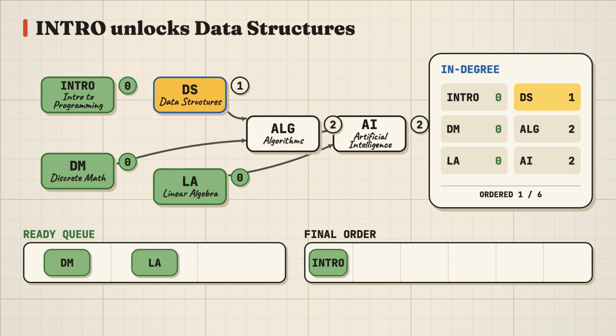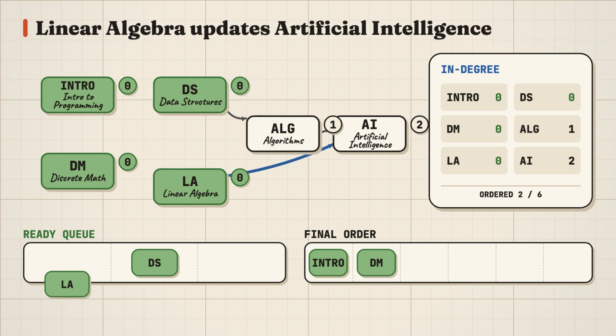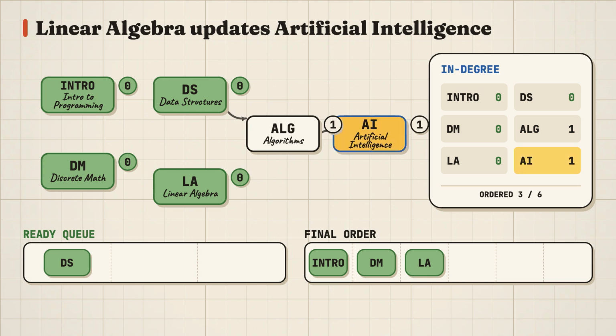It unlocks Data Structures, so the in-degree of Data Structures drops from 1 to 0. Data Structures is now ready, so it joins the queue. Discrete Math leaves next and lowers the in-degree of Algorithms from 2 to 1. Algorithms still has 1 unfinished prerequisite, so it cannot enter the queue yet. Linear Algebra lowers Artificial Intelligence from 2 to 1. Artificial Intelligence is also still waiting for 1 course, so it remains outside the queue.